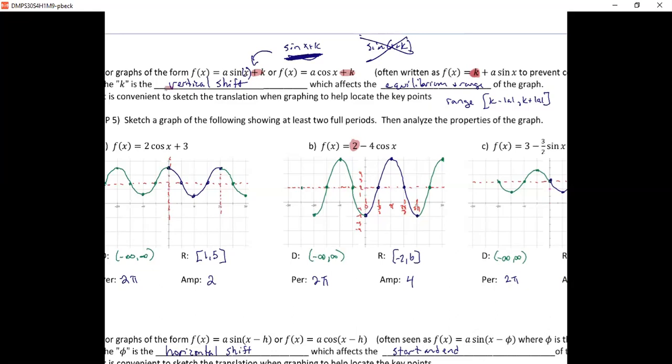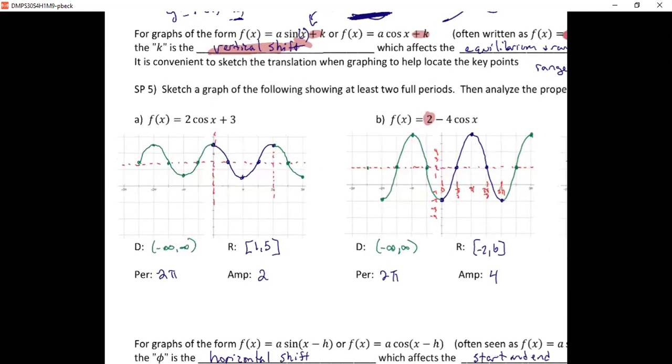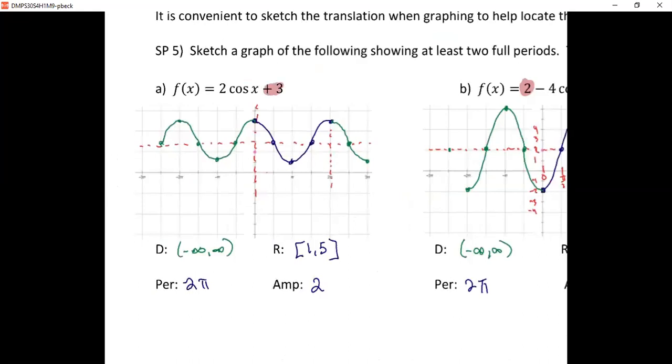So we have a vertical shift. That k creates a vertical shift, and the reason why it's a vertical shift is because this really models y equals f of x plus k, which we did way back in chapter 2 last semester. So as I look at part A, that plus 3 means I have a vertical shift of 3.